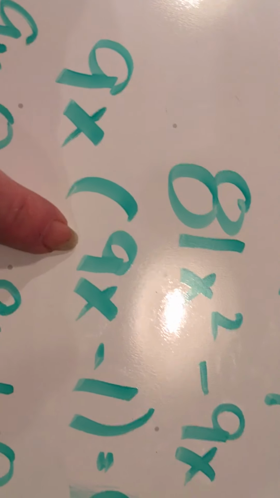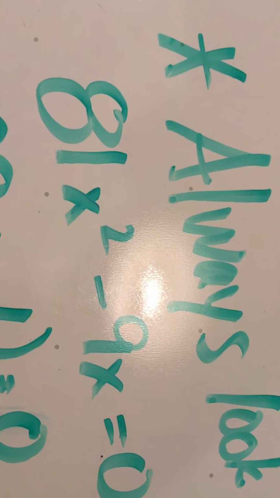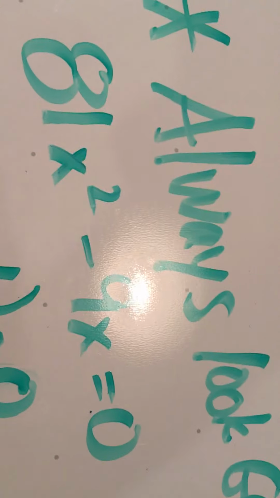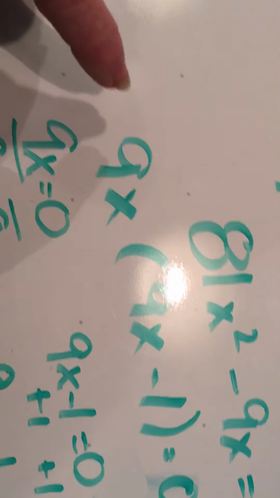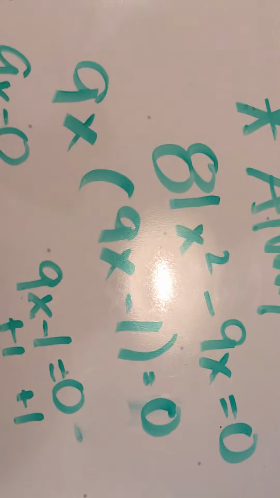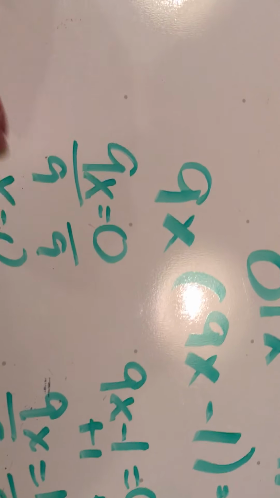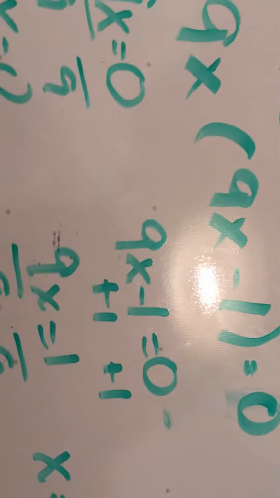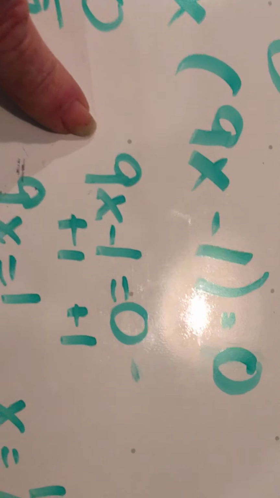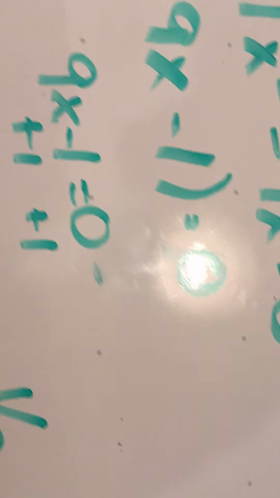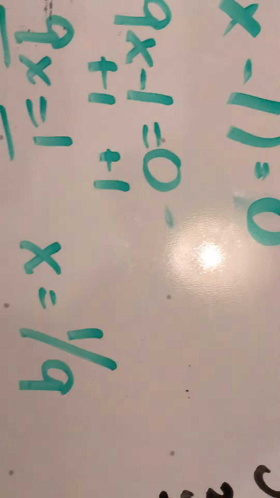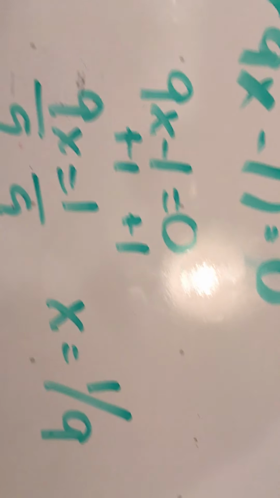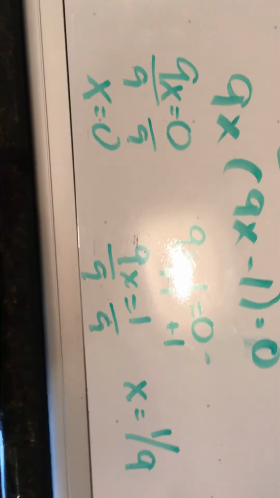It would be 9x. 9x times negative 1 gives me negative 9x. So we have factored it. Now to solve it, we take our 9x, set it equal to 0. 9x equals 0. Divide by 9, you get x is 0. And the other one, 9x minus 1 equals 0. You add 1 to both sides. 9x equals 1. Divide by 9. x equals 1/9. So our zeros there would be 0 and 1/9.